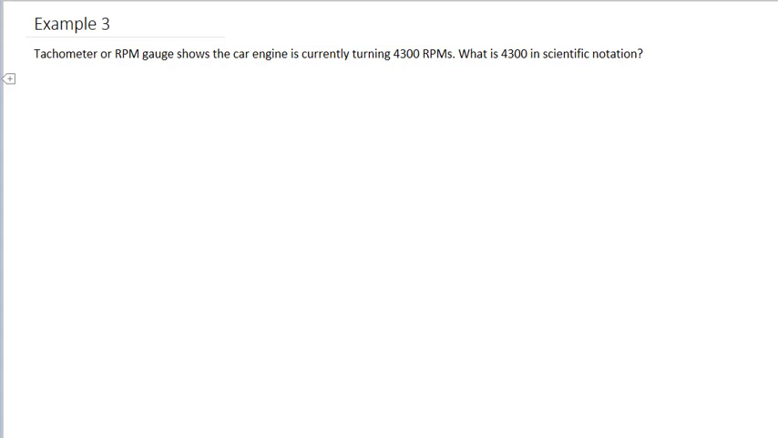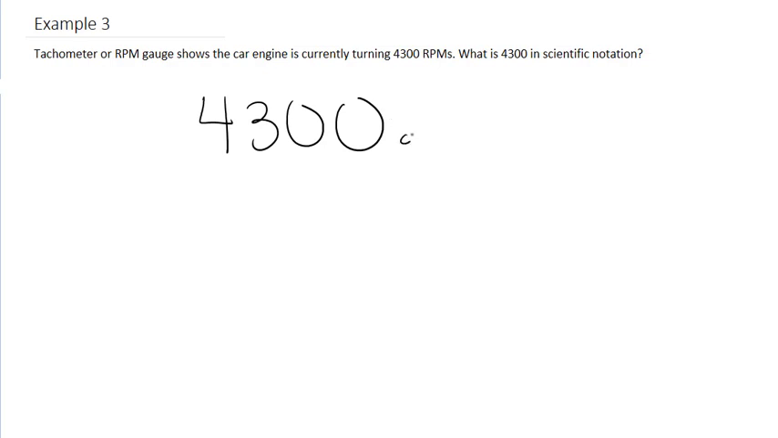Example 3. The tachometer, or RPM gauge, shows that the engine is currently turning at 4,300 RPMs. What is 4,300 in scientific notation? So once again, we have our number, we have our decimal here, and we're going to need to move to the left. And we need to move it to the left until we only have one number, which is the 4, to the left of the decimal. So our new number then, and we'll leave out those zeros, and we're left with 4.3.